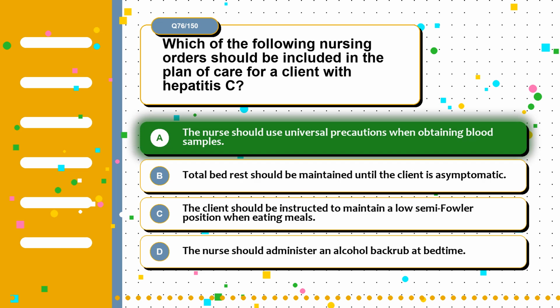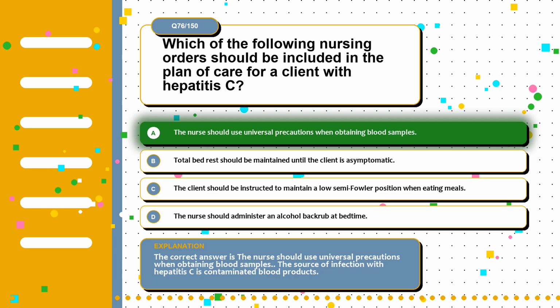The correct answer is option A. The nurse should use universal precautions when obtaining blood samples. The source of infection with hepatitis C is contaminated blood products.